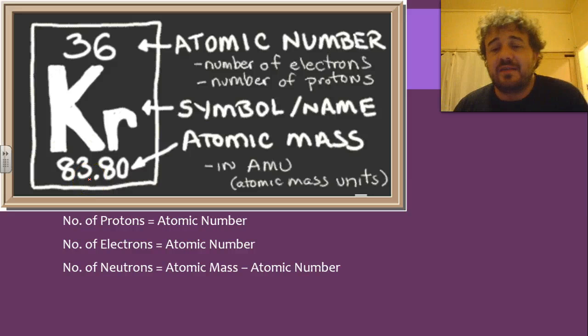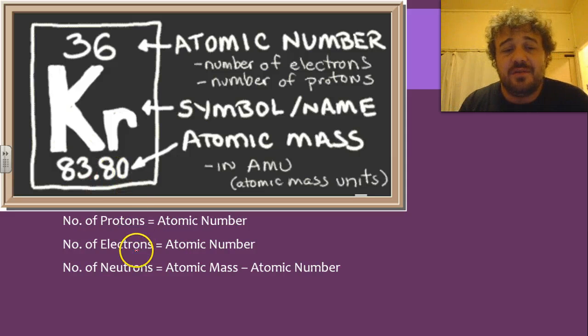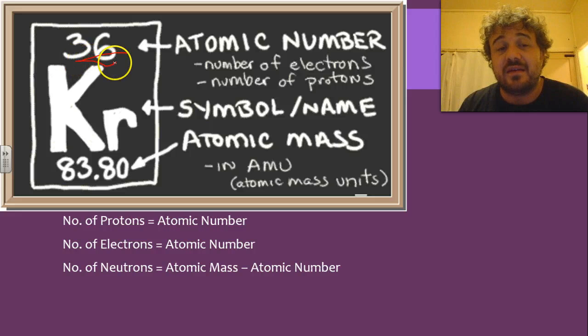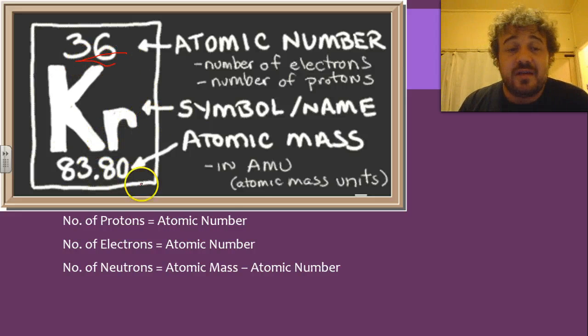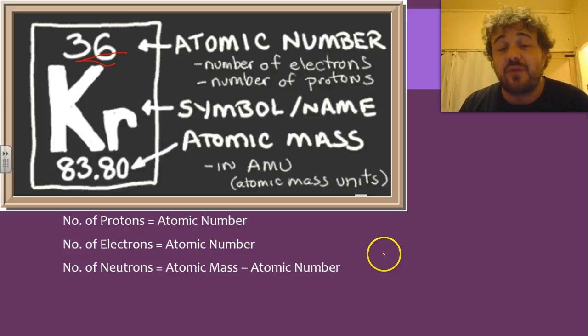And here we have the atomic mass. So we can see that that's much higher than the atomic number, and we can use that to work out the number of neutrons. The number of neutrons equals the atomic mass minus the number of protons, which is the atomic number. If you're asked to work out how many protons it has, it's this number. Electrons, it's this number. But when it's neutrons, in this case, rounded up from 83.8, it would be 84.